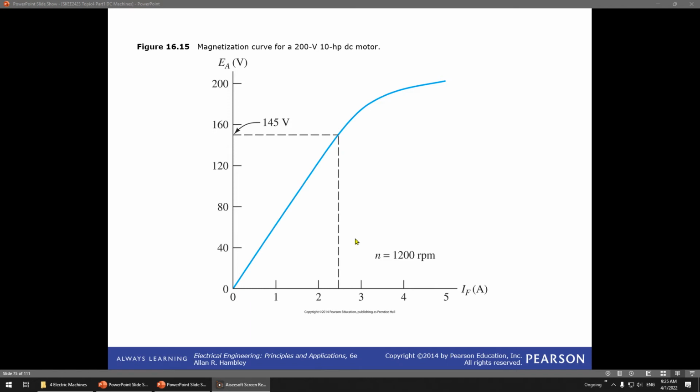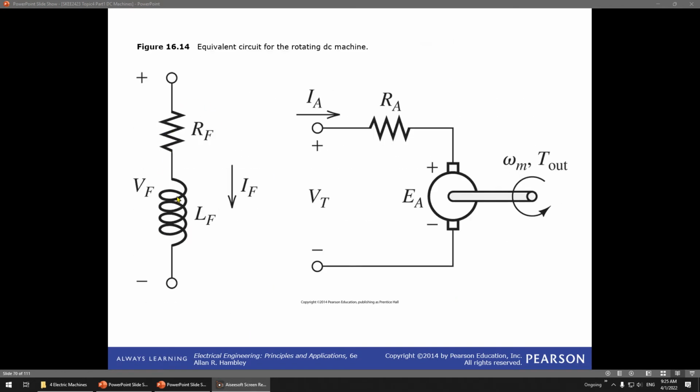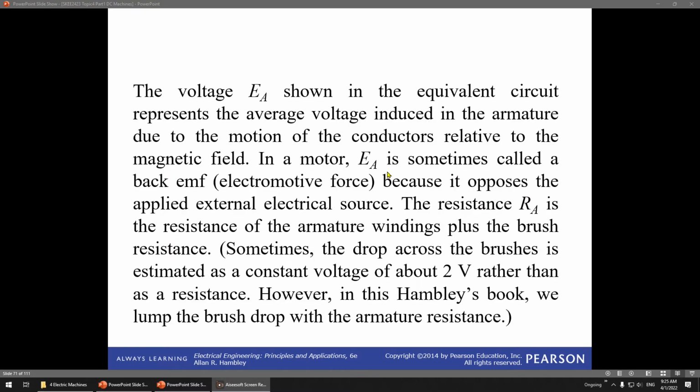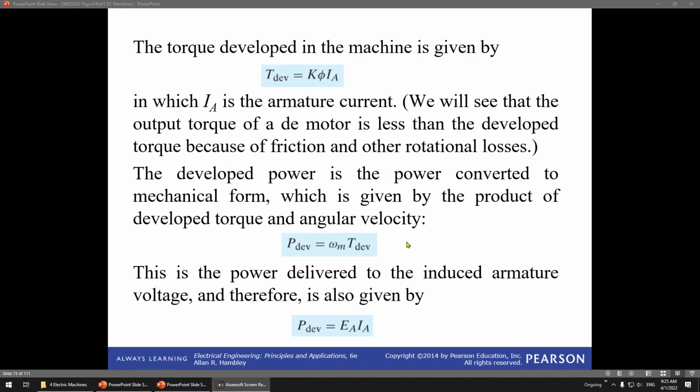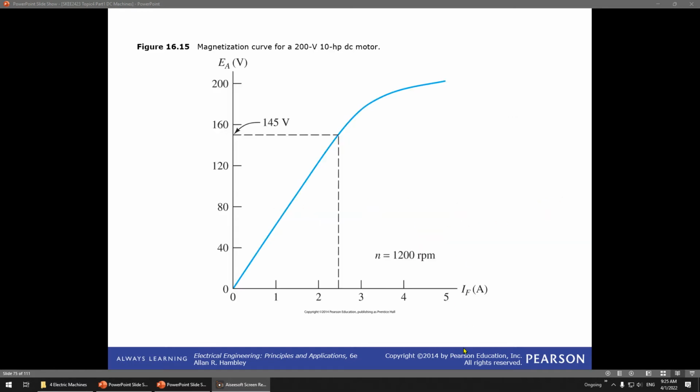IF, make sure you know what IF is. IF is the field current at the stator, and this is the EA. So how to measure EA? Of course, you have to open circuit the voltage at the armature terminal. Normally at the beginning it is a linear characteristic, but after a certain level it will become non-linear.